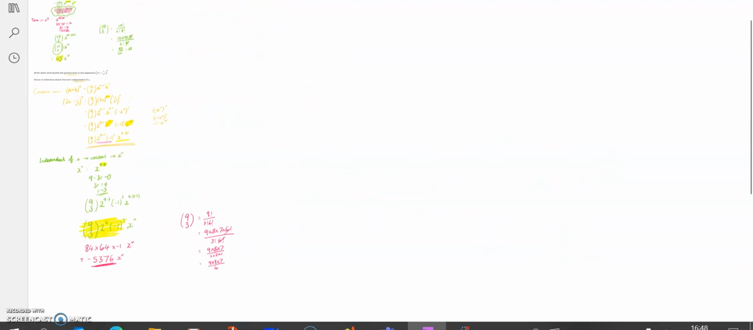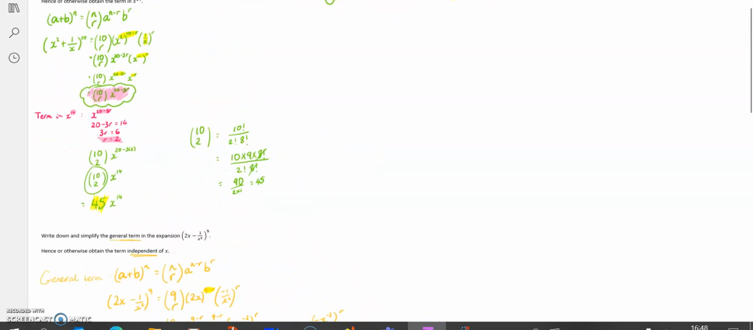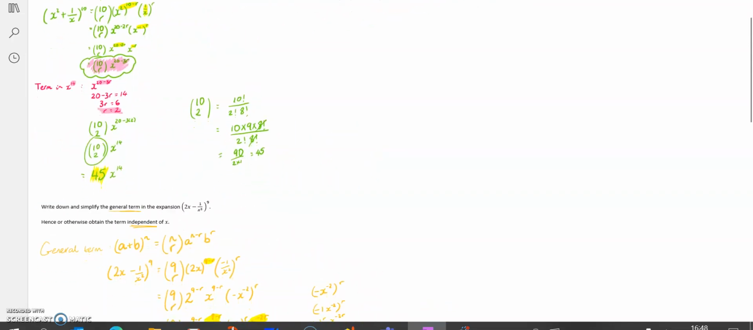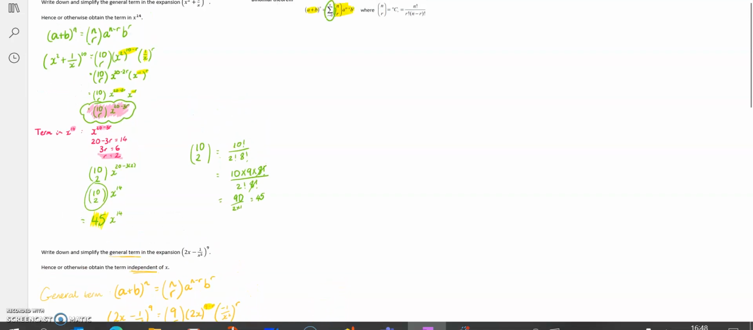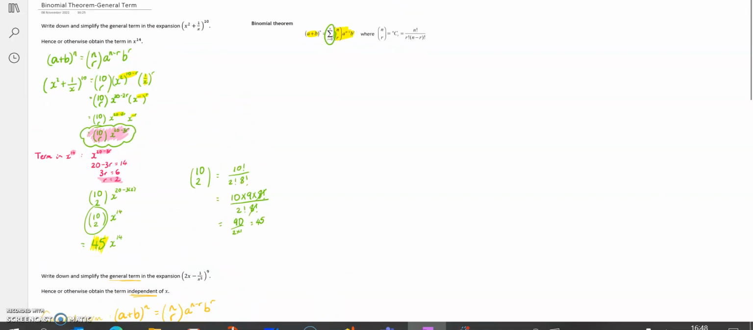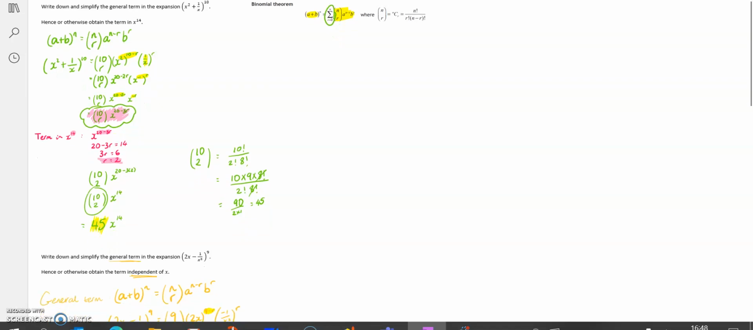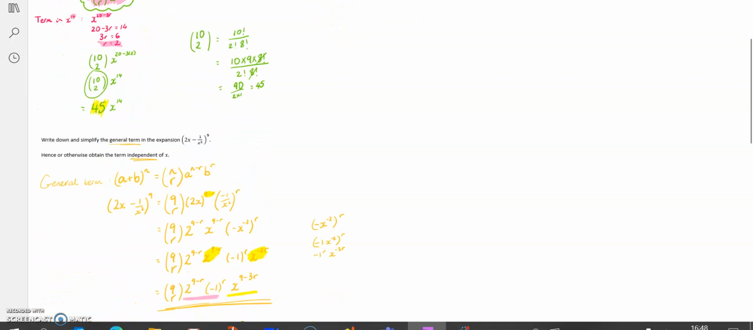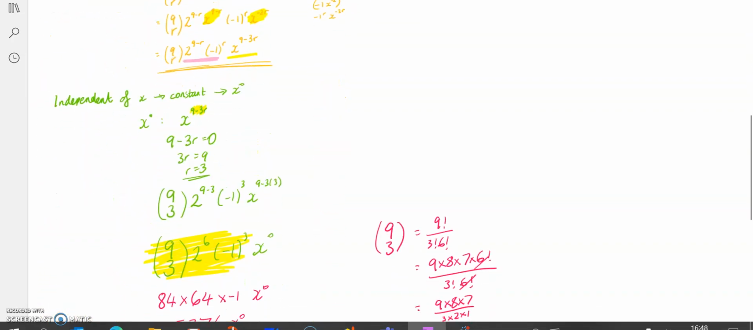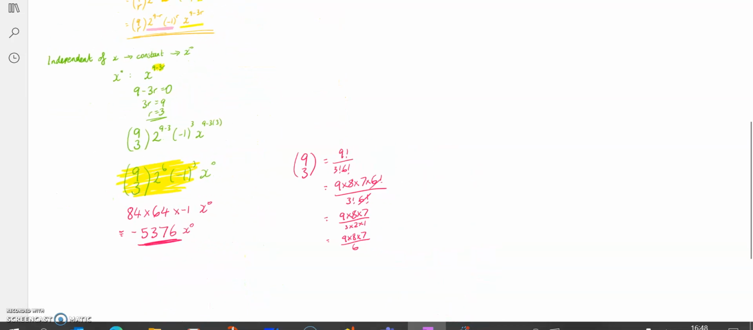Okay, so we just worked through two examples there where we had to find the general term, and then we had to use that general term to figure out the value of r, which would allow us to work out the coefficient of the value that we were looking for. In the first example, we got a positive answer. In the second example, we got a negative answer. Sometimes you get some weird answers coming out as well.